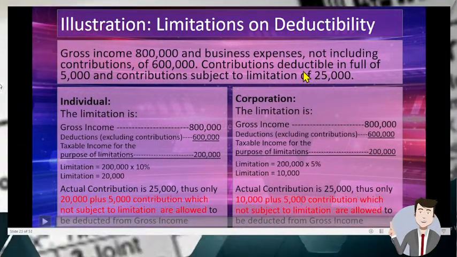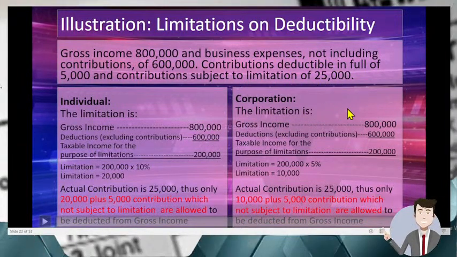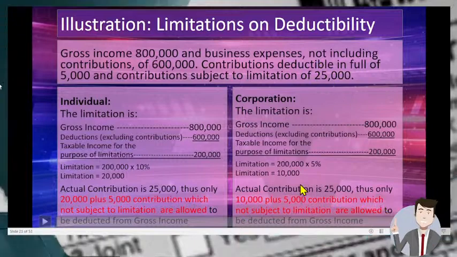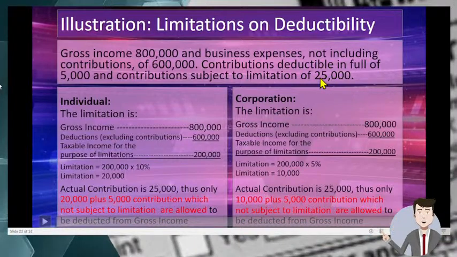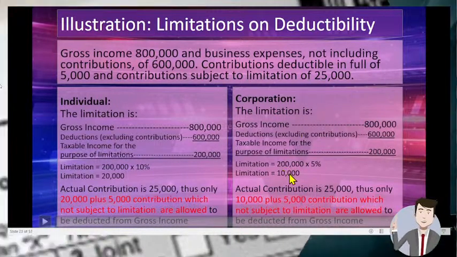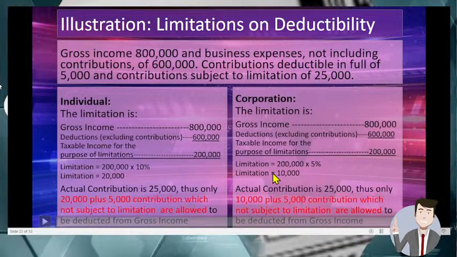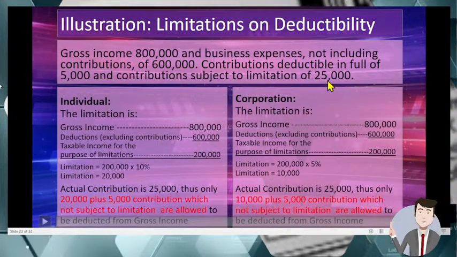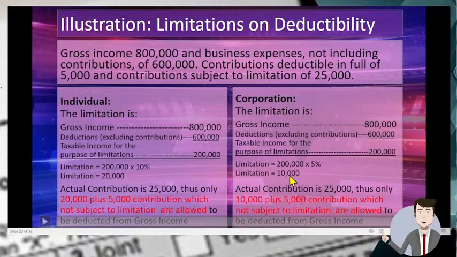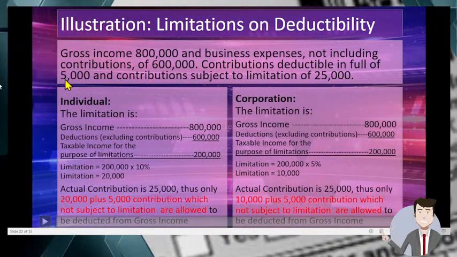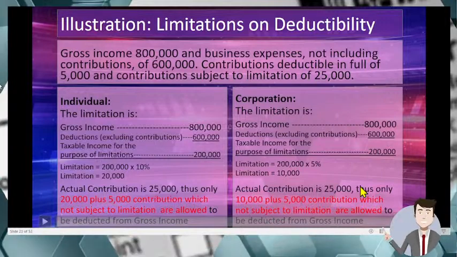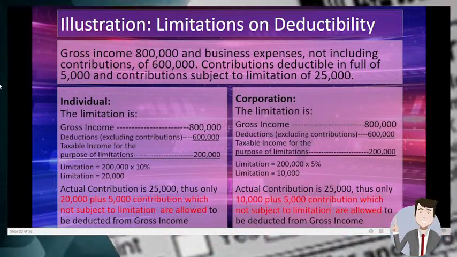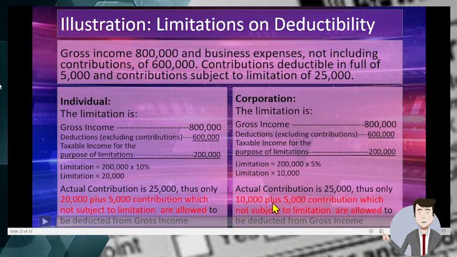So thus, this is what is meant by the actual contribution, 25. Thus, only 10,000, because 25 compared to 10, 10 is lower. So therefore, what is allowed is the lower amount between the actual and the limitation. So 10,000 plus the 5,000, which is not subject to limitation. So the allowed deduction for contribution is only 10 and 5.